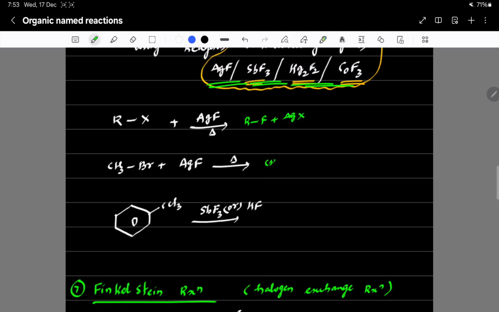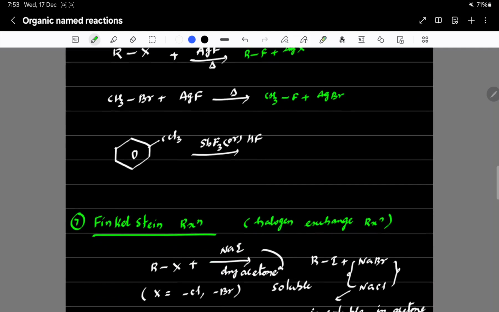Similarly, student, you can take CsBr. So generally we will get CsF, and AgBr is the possible product, right? Now CCl3 will be there, student. So we will get the final product, which will be CF3, the possible product, right?